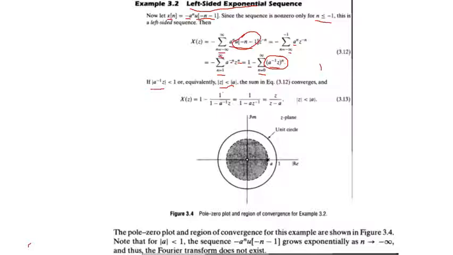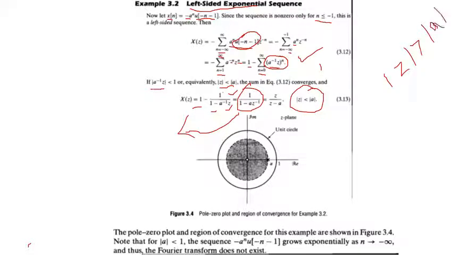For expanding this I can use the geometric series: first term divided by 1 minus the ratio. So if I simplify this, it gives 1 divided by 1 minus a z inverse. You must remember this form, because in example 3.1 the Z-transform was 1 divided by 1 minus a z inverse, but its region of convergence was different. In the previous case we were getting the region of convergence greater than a. But here the region of convergence is different, while the Z-transform is the same.